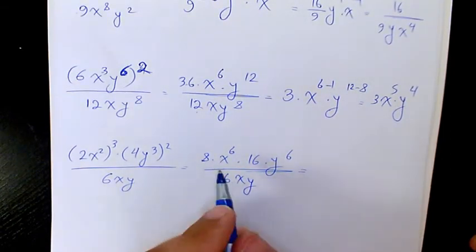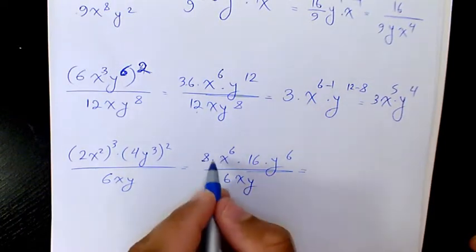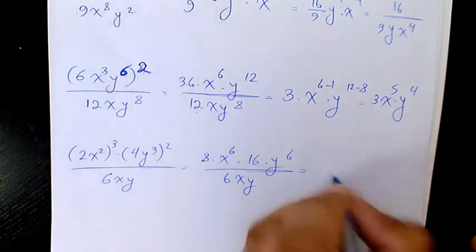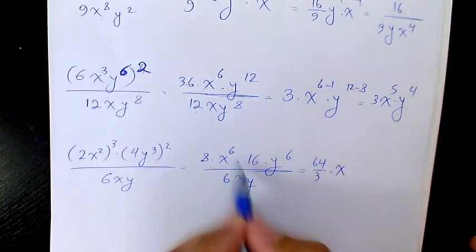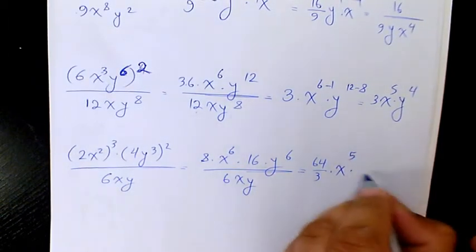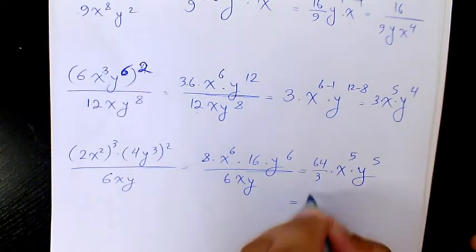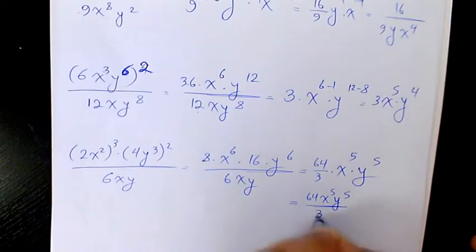So when you reduce it, you're going to have 8 divided by 6 is going to be 4 over 3. 4 times 16 is going to be 64 over 3. X to the power of 6 minus 1, that's going to be 5. Y to the power of 6 minus 1 is going to be 5 as well. So it's going to be 64, x to the power of 5, y to the power of 5 divided by 3.